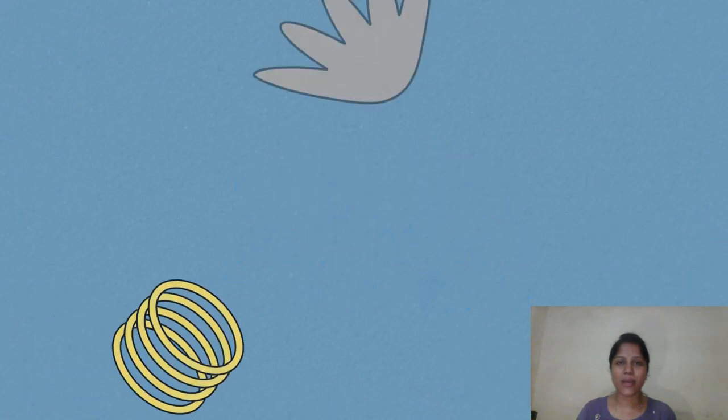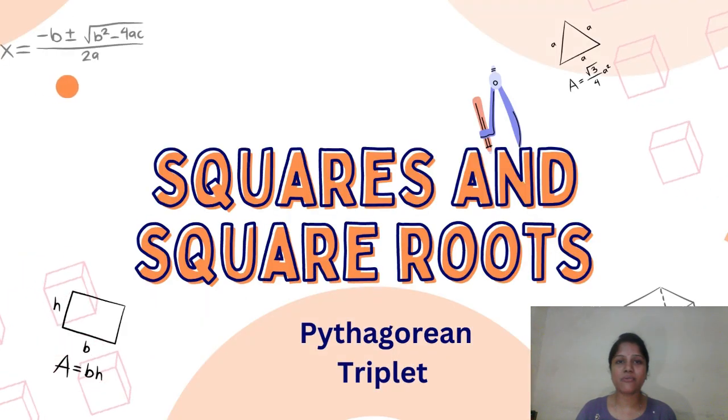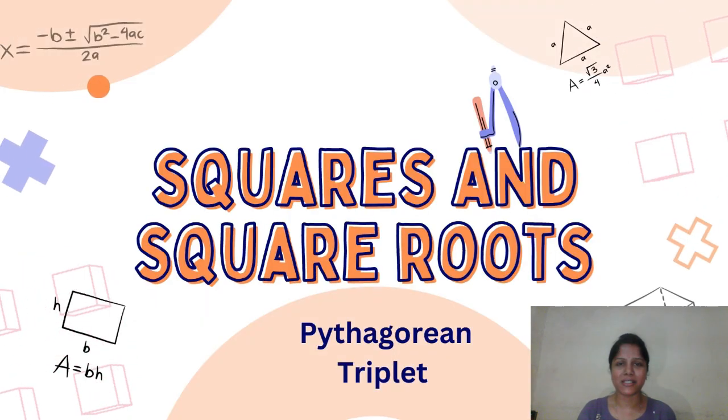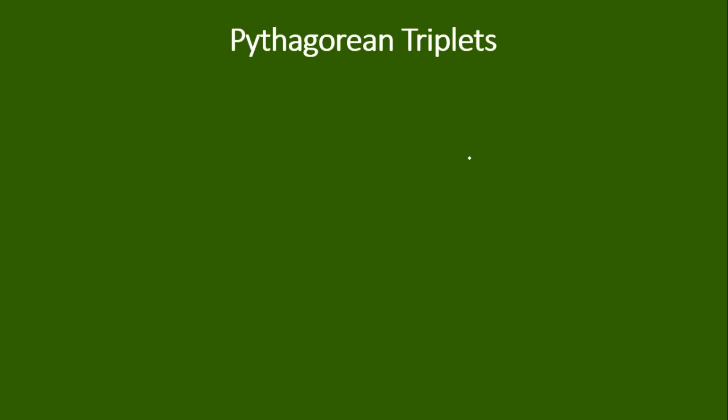We are studying squares and square roots. In this video, we will learn about Pythagorean triplets. Now, for Pythagorean triplets, consider the following numbers. Suppose we have 3 square which is equal to 9 and 4 square that is equal to 16.